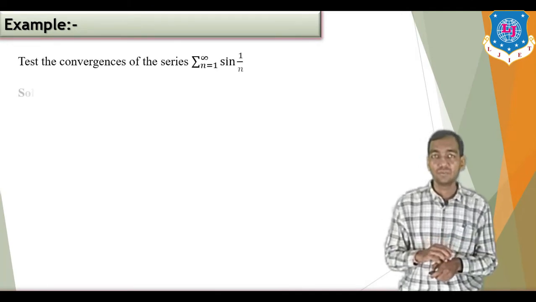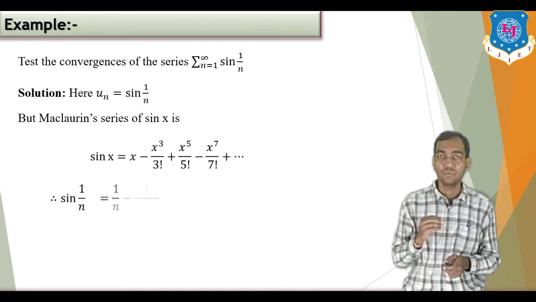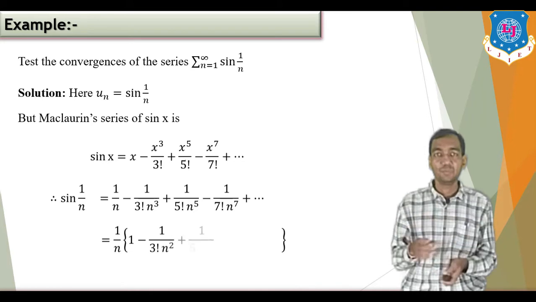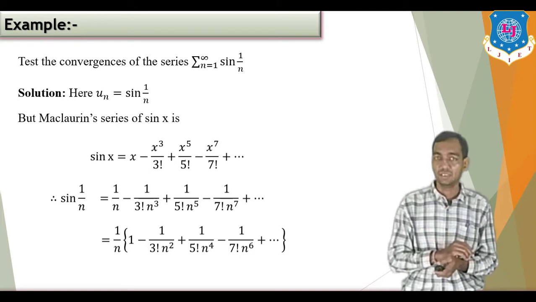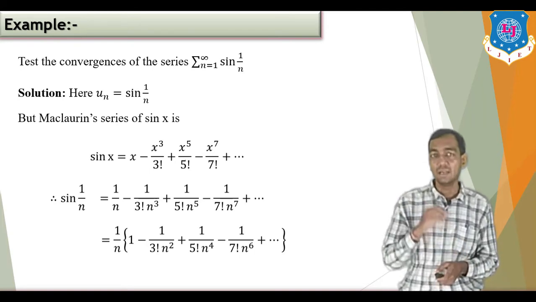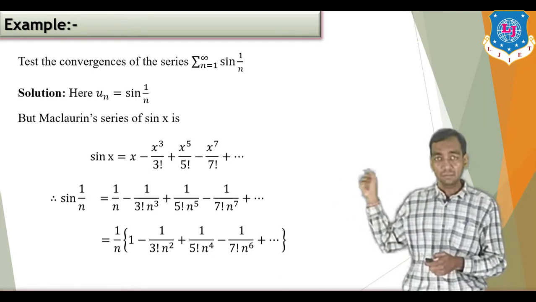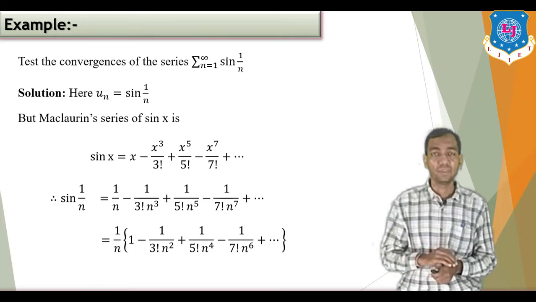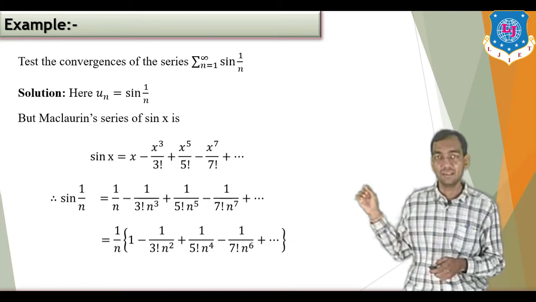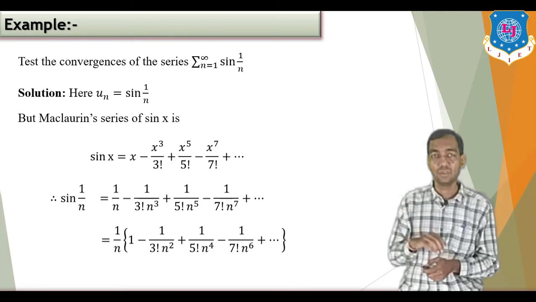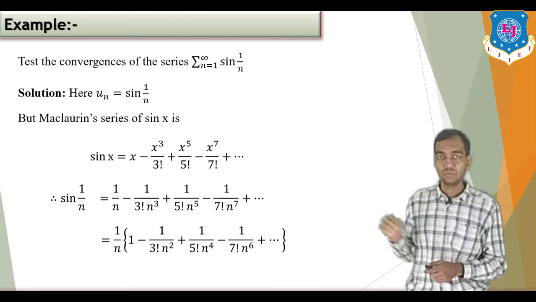Now test the convergence of the series sigma sin 1 upon n. See, this series is in the form of trigonometry, and it is not given in a simple form. So we are going to use the Maclaurin series of sin x. Your un is sin 1 upon n. Now sin x as a series is x minus x cube by 3 factorial plus x raised to 5 by 5 factorial minus x raised to 7 by 7 factorial and so on. We replace x by 1 upon n, and that gives sin 1 upon n equal to 1 upon n minus 1 upon 3 factorial into n cube plus 1 upon 5 factorial into n raised to 5, minus and so on.